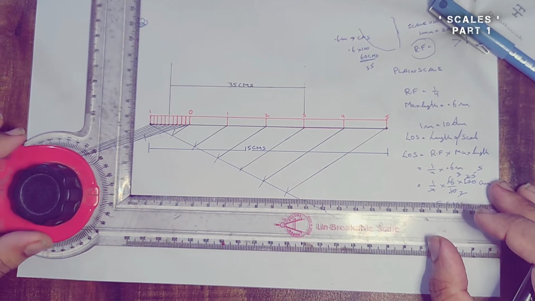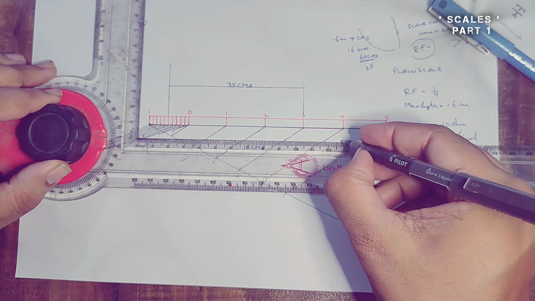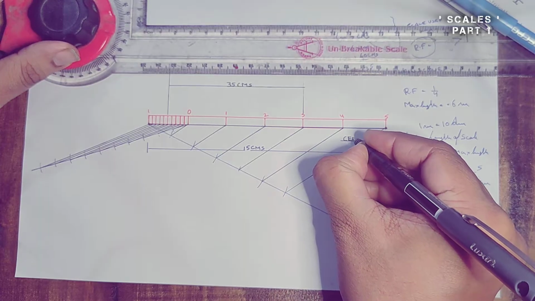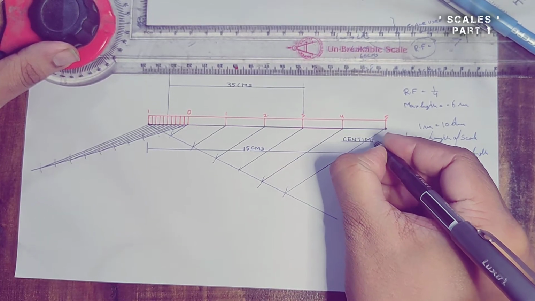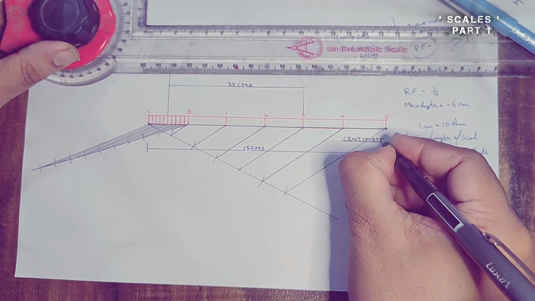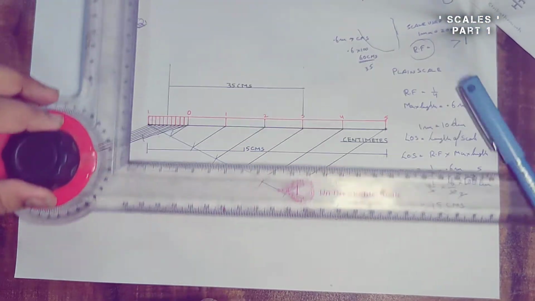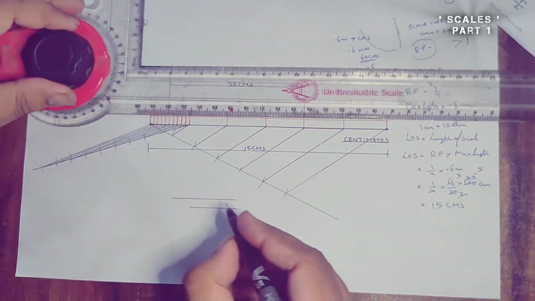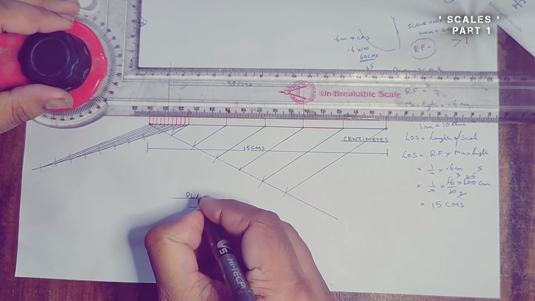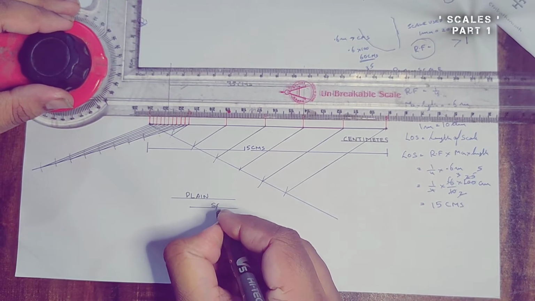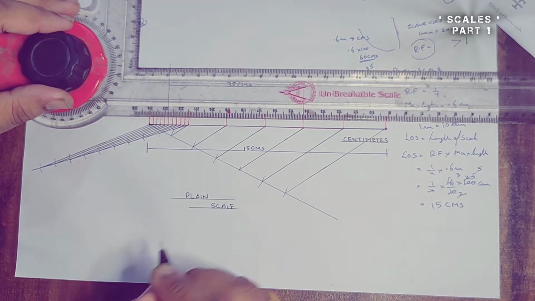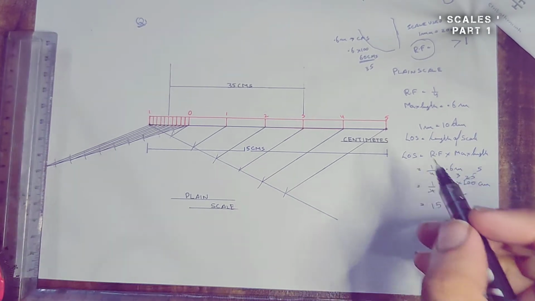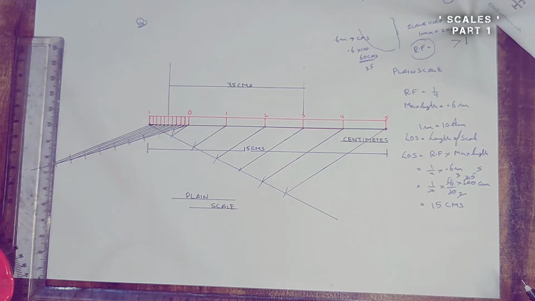So this completes your scale 1, and because this is representing centimeters, you can write centimeters over here. So this is your complete scale. You can write over here plane scale. This is the way you have to draw the complete scale, and you must also draw arrows. This is your question number 1.